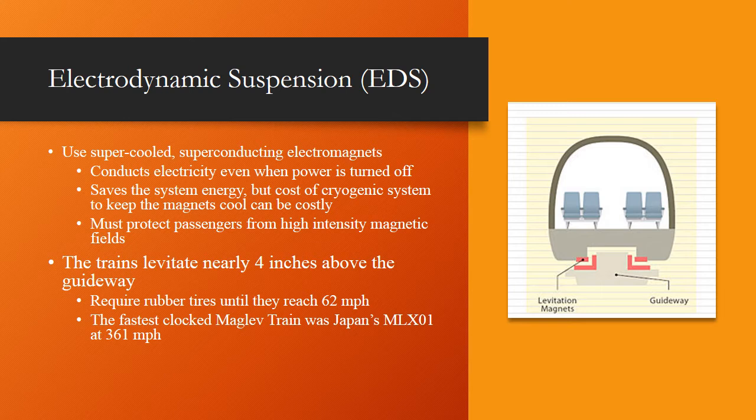Also, because the train has to be moving for current to be induced, at lower speeds these trains are unable to levitate and require tires to get started. Still, the basic elimination of friction allows the train to move at amazingly high speeds, with the fastest being clocked in at 361 miles per hour in Japan.